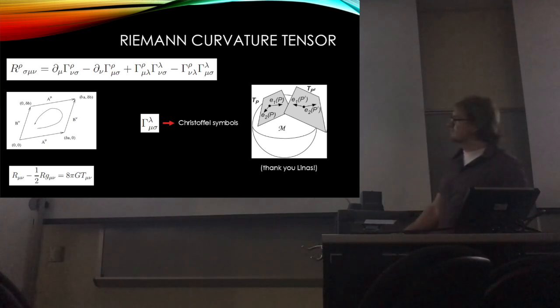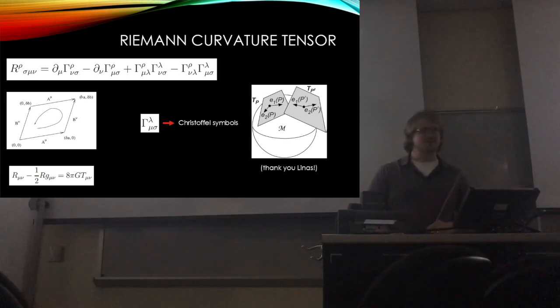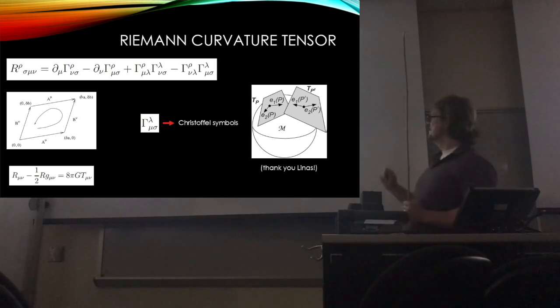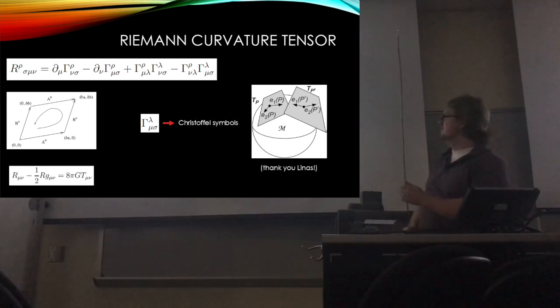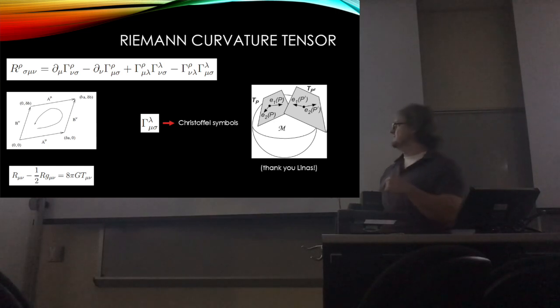So let me try to motivate what the Christoffel symbols are. I'm going to use this diagram that I shamelessly stole from Linus's talk. So thank you, Linus. This diagram is showing some things we haven't talked about. TP is the tangent space, which he'll explain more later. E1 and E2 are basis vectors, and M is our manifold, just the structure of space that we're dealing with.